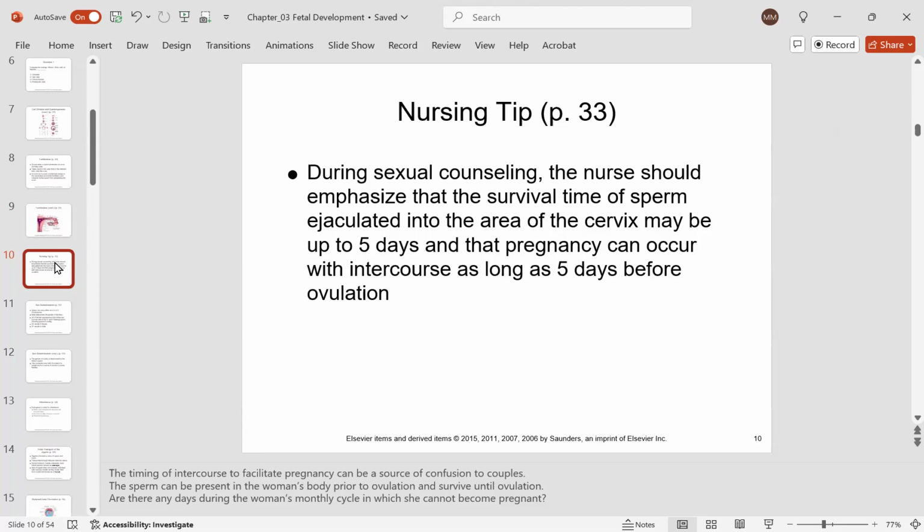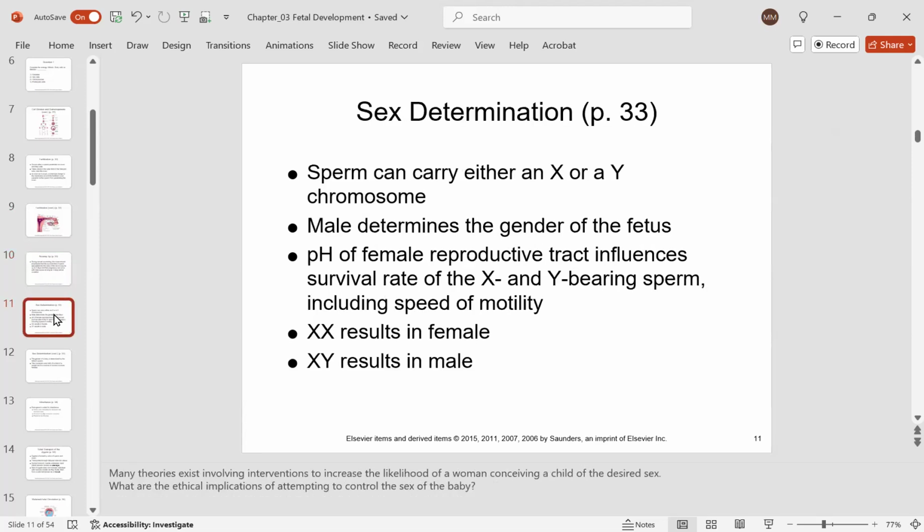Sperm can live up to 5 days. That's really pushing it. The average typical life of a sperm is about 48 to 72 hours. Sperm either have X or Y. So the man determines the gender of the fetus. And the pH of the vagina and the whole reproductive tract has a big influence on whether the X or the Y gets to the egg first, right?